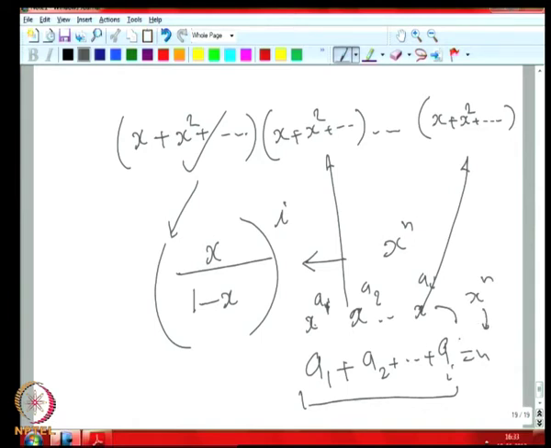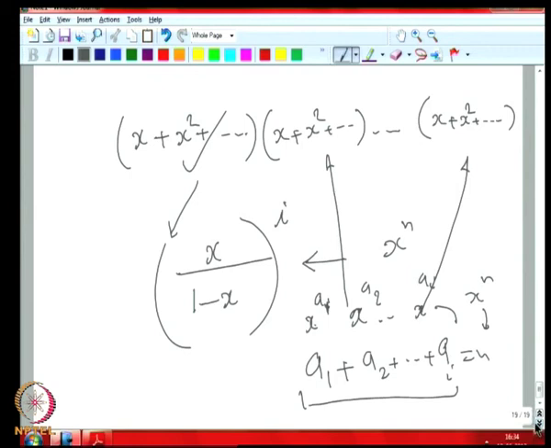On the other hand, any way in which you can form an x raised to n by taking some x raised to a1 from this, some x raised to a2 from this, so that a1, a2, up to ai add up to n, is one of the i-summand compositions of n. Therefore we are actually counting what we are looking for.